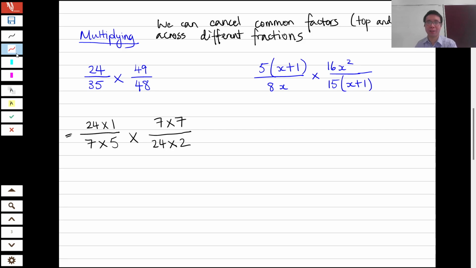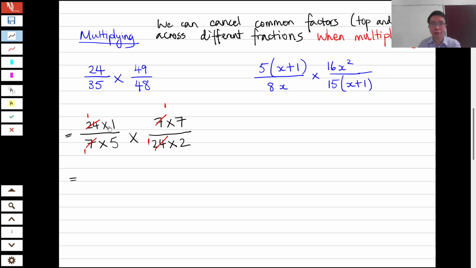And now let's look for some cancellations, remembering I can cancel the top and the bottom across different fractions. So the 24, that's going to cancel. And the 7 here, we can cancel. One thing I need to say before I continue is we can only do this cancellation when multiplying. We can't do it when dividing, but there is a simple workaround, which I'll show you in a moment.